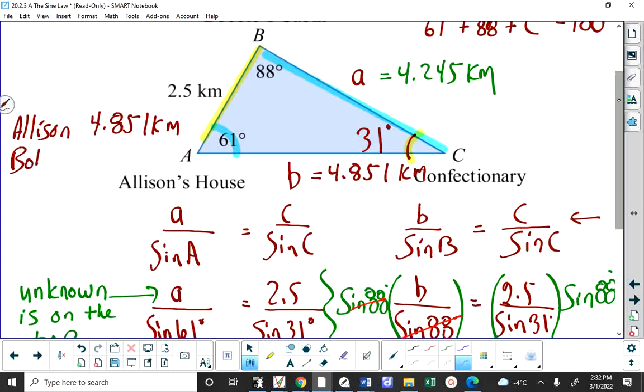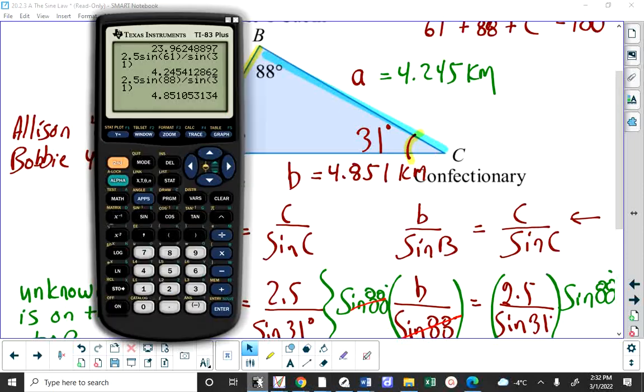Bobby walks 4.245 kilometers. So who walks further? Well, Allison walks further. By how much? I guess we can subtract those two numbers and get a rough idea of how much further Allison walks. We would take that number and subtract the 4.24541. That's probably good enough. Allison walks about 605 meters more, 0.61 kilometers more. Any questions with that first example?